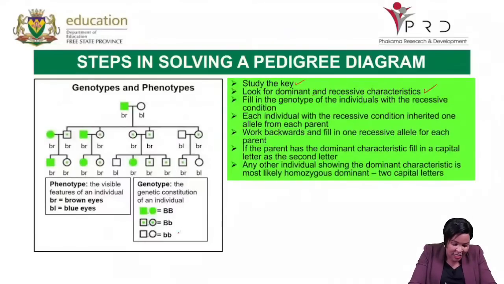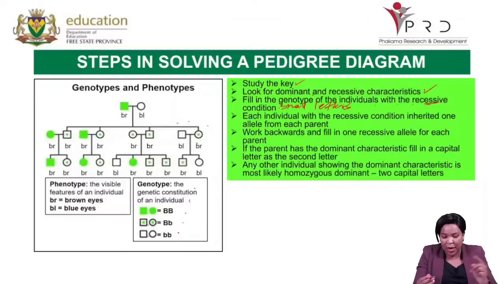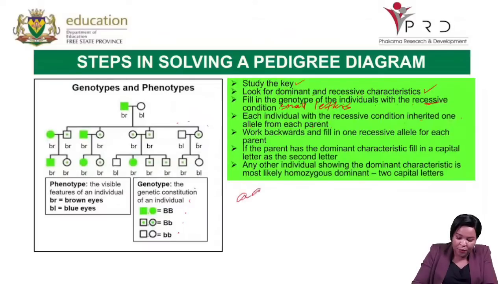How are you going to see that? Check the inheritance. Check where these people are inheriting. Now, fill in the genotypes of the individuals with the recessive condition. Go to all the ones that you see have the recessive conditions, small letters. Fill all the small letters from down upwards. Now, each individual with the recessive condition inherited one allele from each parent. So now you know, for an offspring to have both of these, it means one must have come from each parent. So your parents, you can work them out to say this parent must have had an a and this one must have had an a.